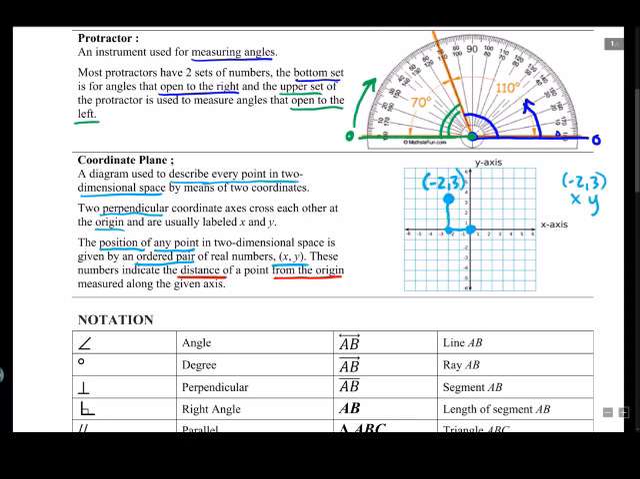This simply describes the direction and distance that you move on what are essentially number lines. You have a number line on the x-axis, a number line on the y-axis, and it allows us to move a set distance in those directions.